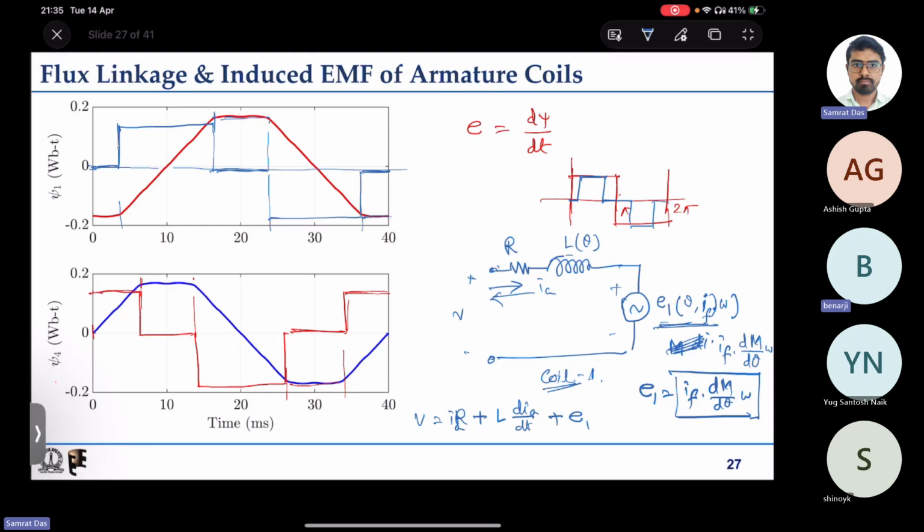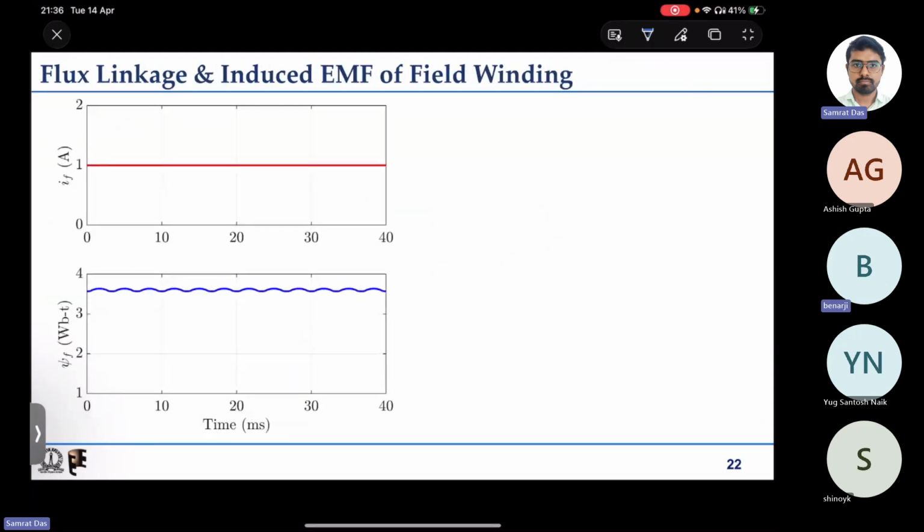Okay, sir, got it. Sir, I have a doubt from the field winding modeling. In the previous class we wrote the expression VF is equal to IF into R plus L into dIF by dt. But IF is DC, right? With respect to time, it is not changing. Then that expression plus after will become zero, I'm thinking.